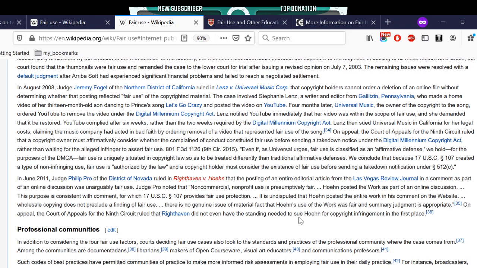Okay. It is undisputed that Hohn posted the entire work in his comment on the website. Wholesale copying does not preclude a finding of fair use. There is no genuine issue of material fact that Hohn's use of the work was fair and summary judgment is appropriate. Okay, well, that's pretty encouraging though. There's a case where somebody used a whole piece and had a leg to stand on.